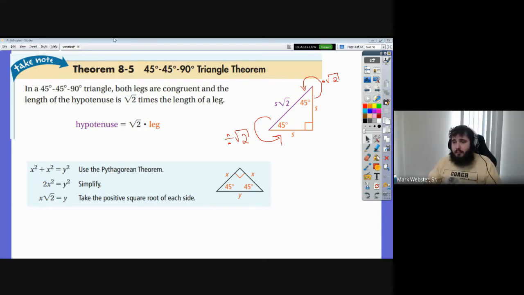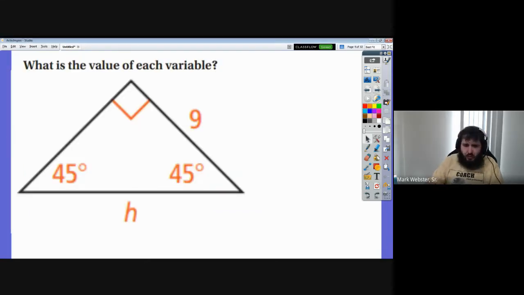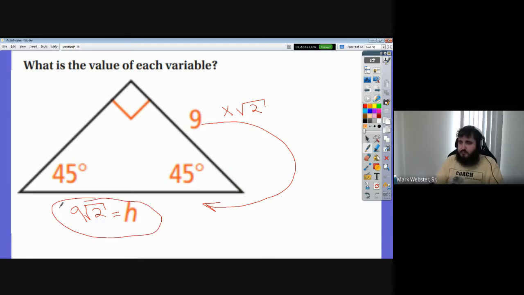So let's move forward. Let's talk about some examples. Let's find the length of a side with our little ratio here. So here again, what am I given? I'm given the length of this leg, and what I want to find is the hypotenuse, right? So going from the leg to the hypotenuse, times radical 2. So what's my answer? 9 radical 2. Wasn't that easy? Right?